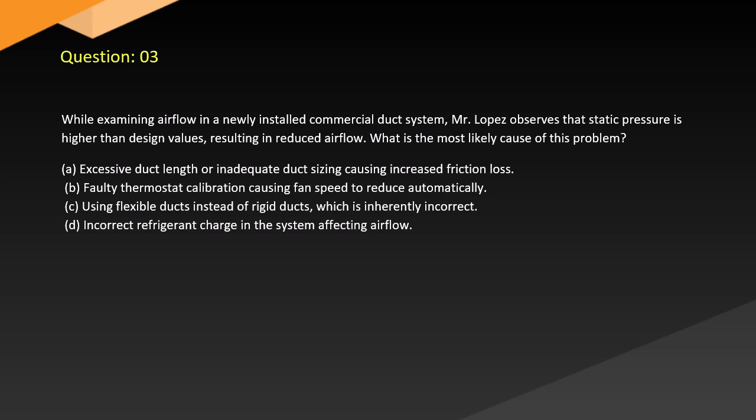A. Excessive duct length or inadequate duct sizing causing increased friction loss. B. Faulty thermostat calibration causing fan speed to reduce automatically. C. Using flexible ducts instead of rigid ducts, which is inherently incorrect. D. Incorrect refrigerant charge in the system affecting airflow.